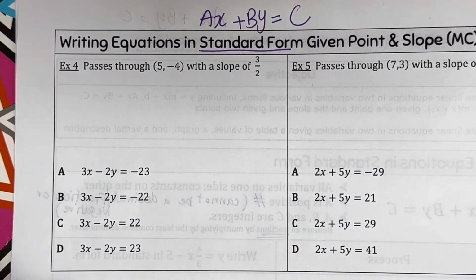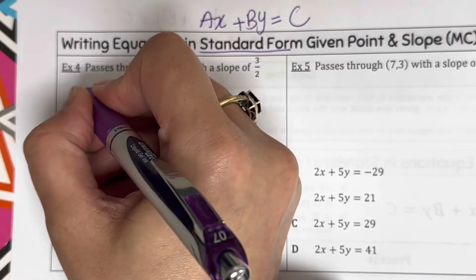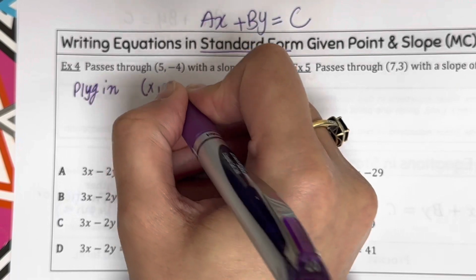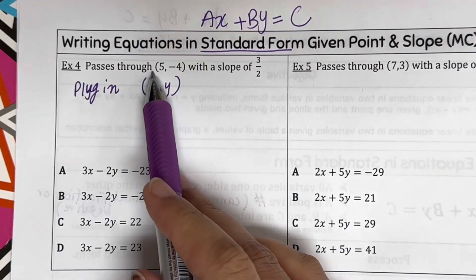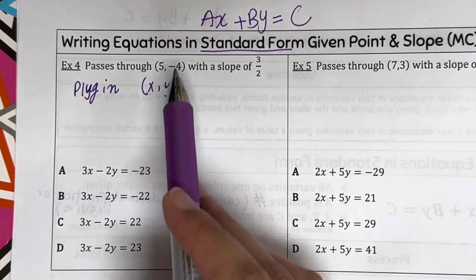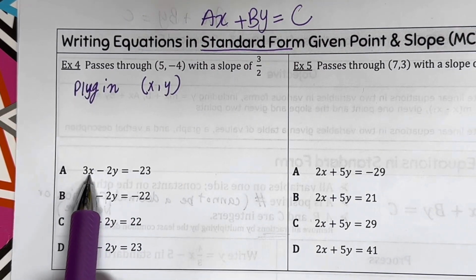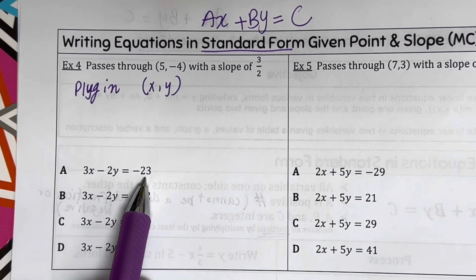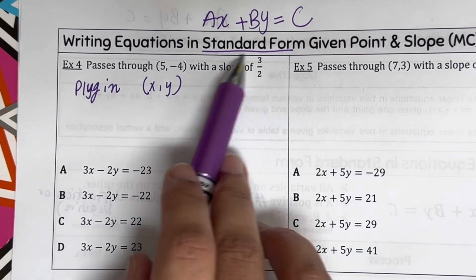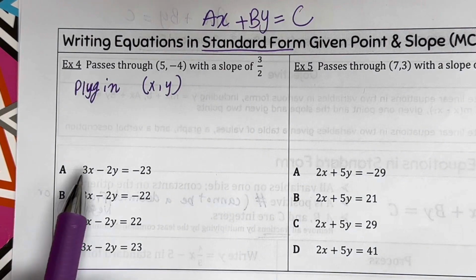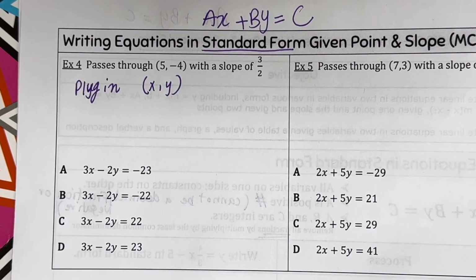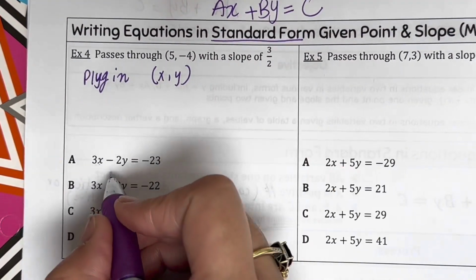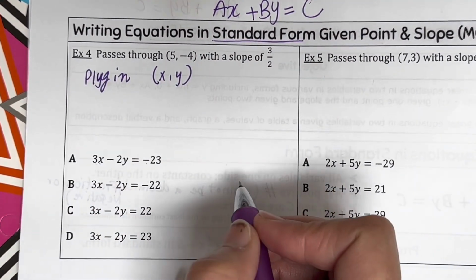All I'm going to do is plug in, or substitute, the x, y values. I have the x value, which is 5, and the y value, which is negative 4, into the respective x and y, and just make sure what I solve it to. So I don't even need that information of the slope. Let's see, what do I get over here? 3x minus 2y equals negative 23.